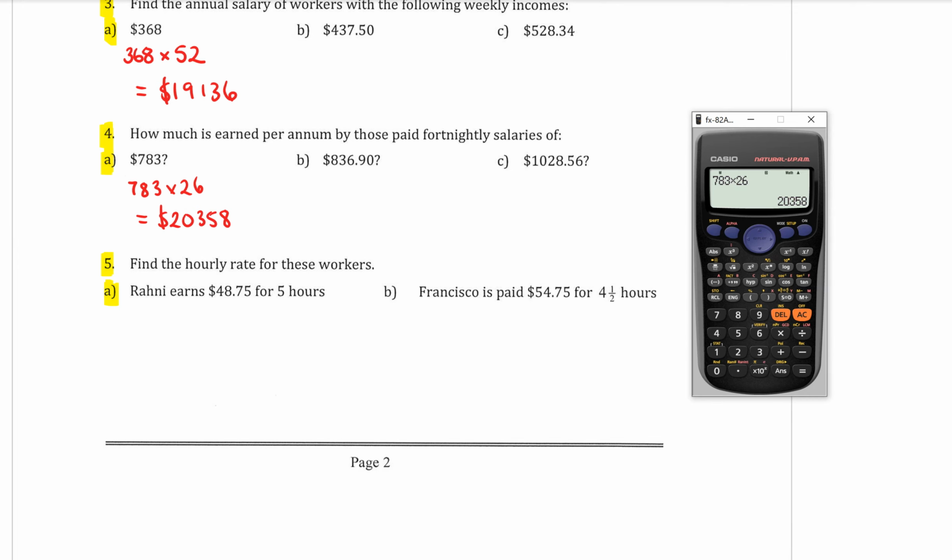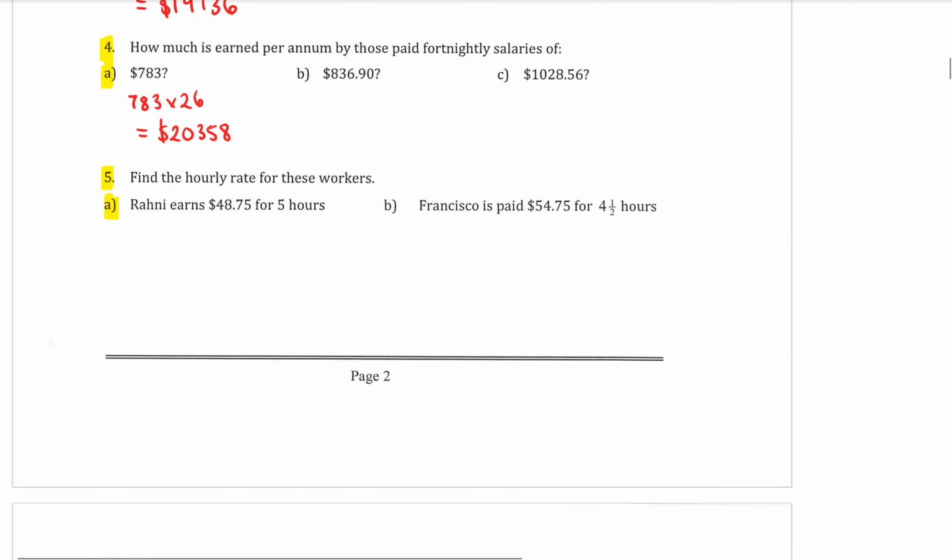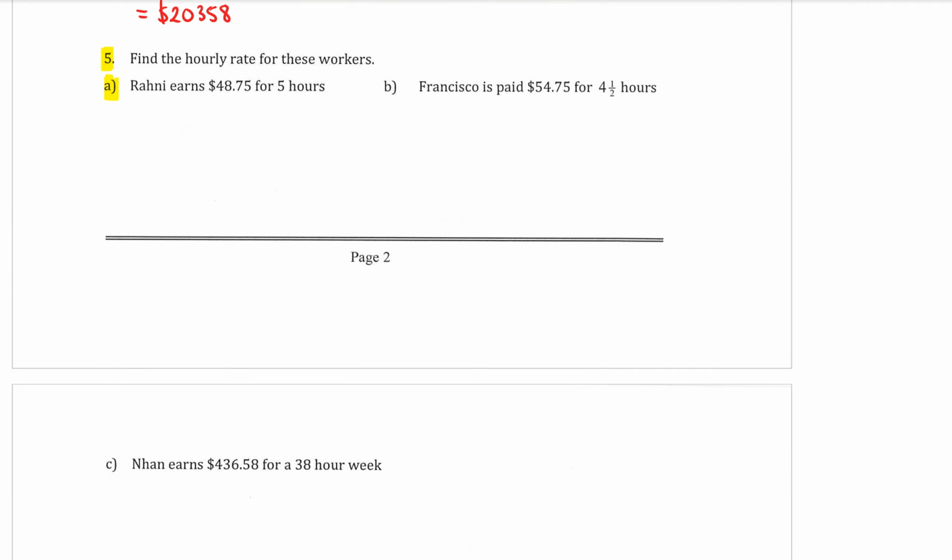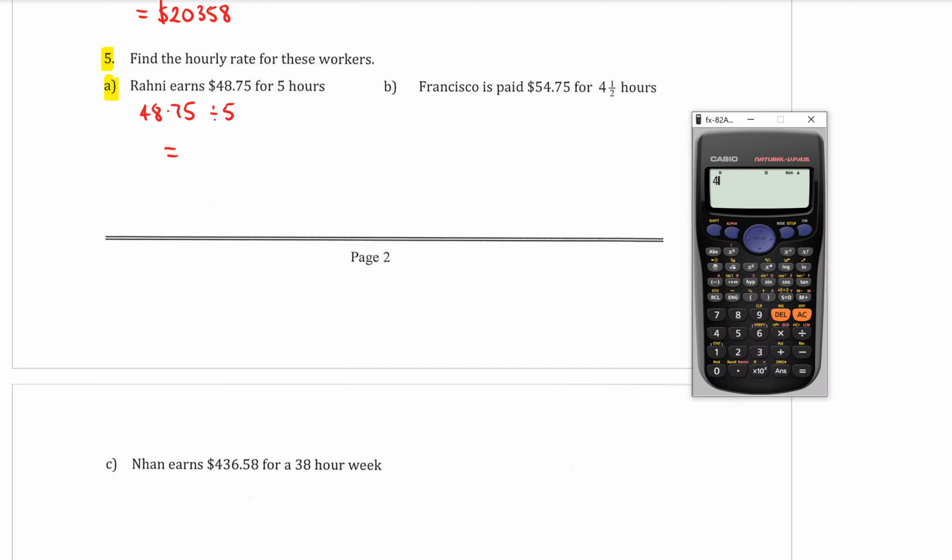All right, question 5. Find the hourly rate for these workers. Rani earns $48.75 for 5 hours. So if I want to know how much Rani's getting for each hour, I would take the $48.75 and I would divide it by 5 because that's how much they got for 5 hours. So $48.75, divide that by 5, means they're getting $9.75 per hour.